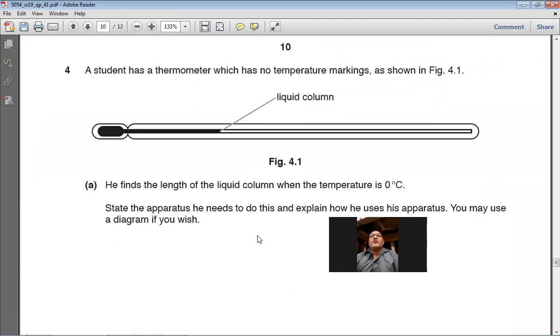Okay, so now we are going to question number 4. It says a student has a thermometer which has no temperature markings, as shown in figure 4.1. So this is a thermometer and there are no markings on it, so it's not calibrated. He finds the length of the liquid column when the temperature is 0 degrees centigrade, and we call this the ice point. State the apparatus he needs to do this and explain how he uses his apparatus. You may use a diagram if you wish.